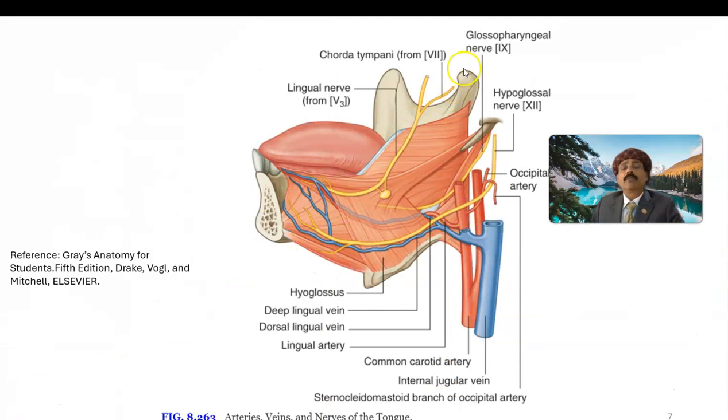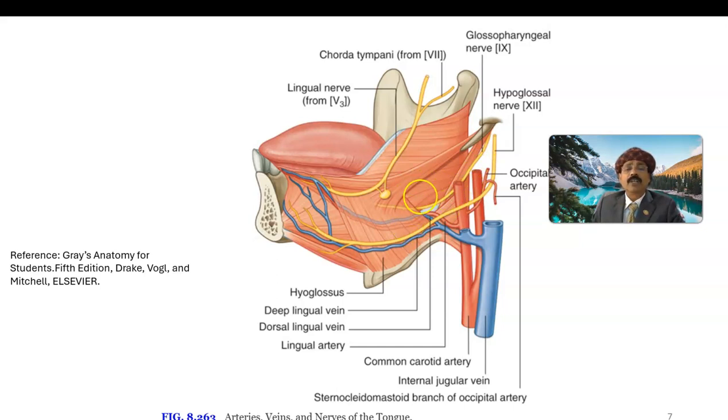We have multiple nerves that supply the oral cavity, like the lingual nerve. We have the glossopharyngeal nerve. Glossopharyngeal nerve particularly supplies a muscle called the stylopharyngeus muscle. It also picks up sensation from the oropharynx and the posterior one third of the tongue, both general sensation and special sensation, taste, from the posterior one third of the tongue.